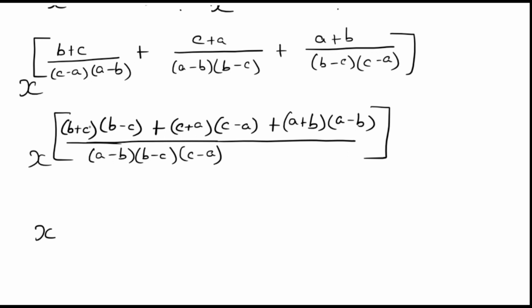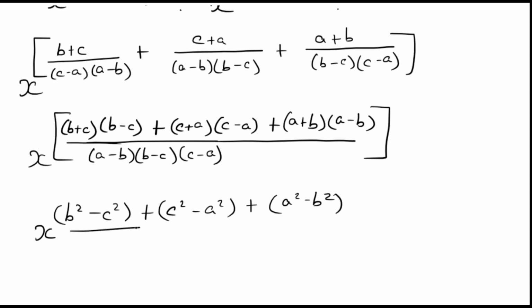Now here in the numerator, the formula can be applied. B plus c into b minus c, applying a square minus b square formula, you will get b square minus c square. Here again, c plus a into c minus a will become c square minus a square, plus a plus b into a minus b is a square minus b square. The whole divided by a minus b into b minus c into c minus a.